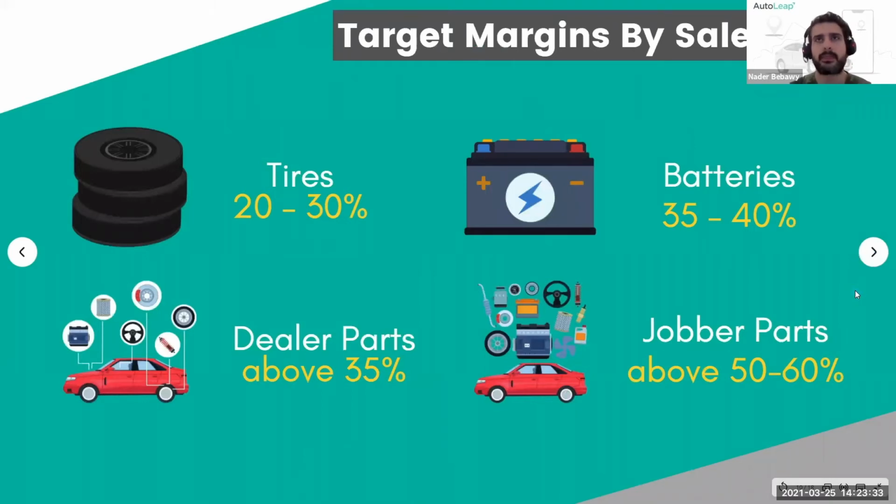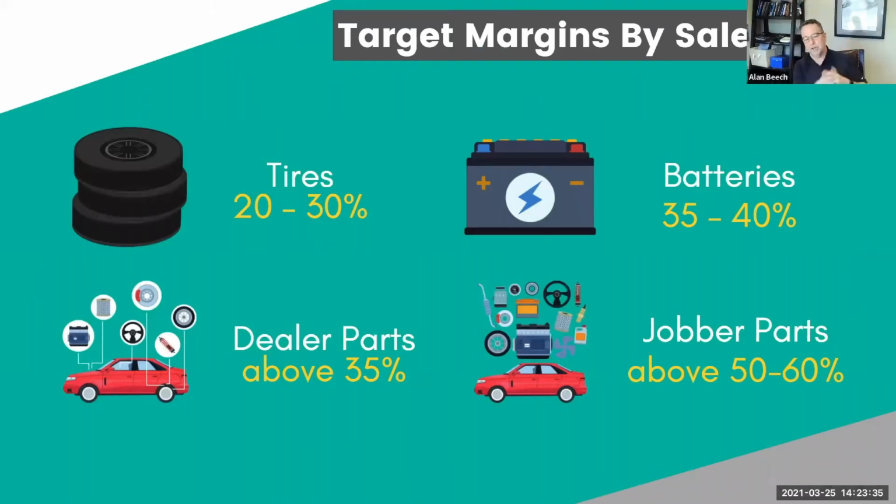So you can't get 50% on tires. I wish you could. I would have stayed in the tire business if I could have. And I didn't leave it, but I just made it not as much of a focus. So with tires, you look at about 20 to 30% margin based on your market. And you'll know what sort of competition you'll have on that. Batteries have a 35 to 40% margin.